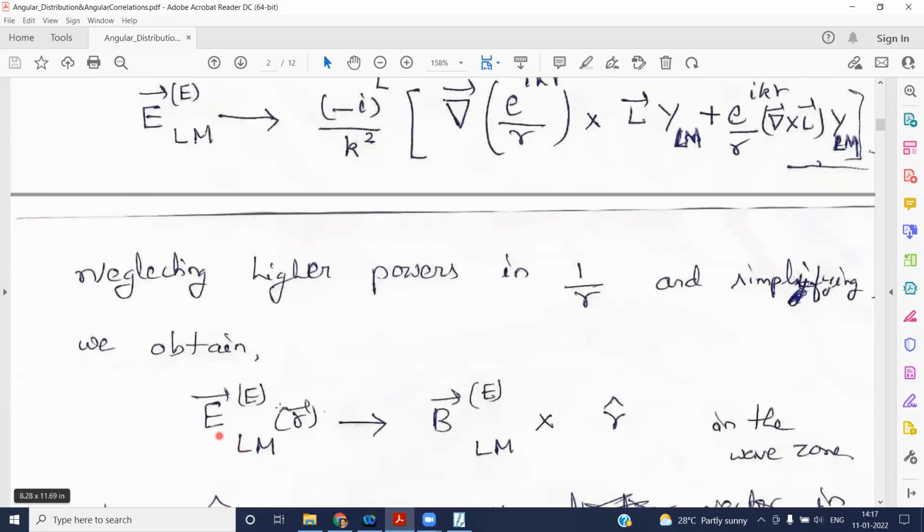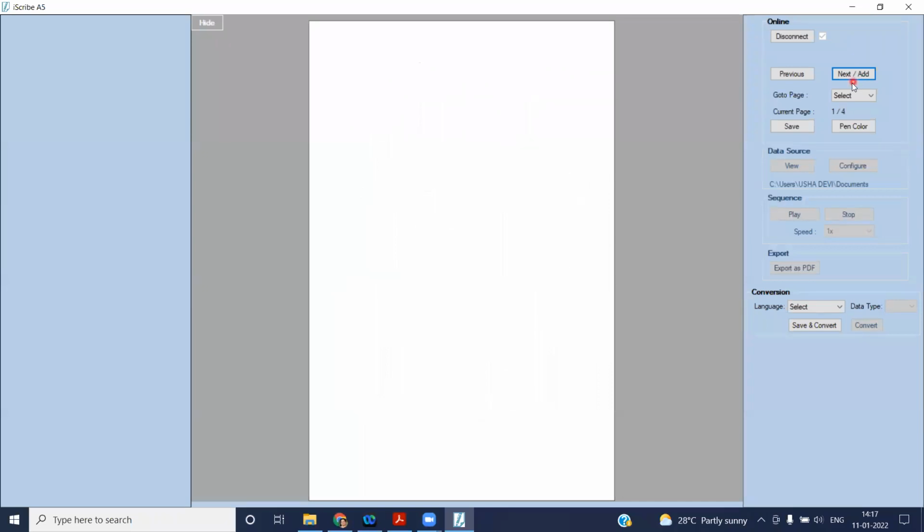Then simplify. Then I get EELM of R, which can be written as BELM crossed with unit vector R hat. I'm not showing you how I got this. I'm only telling you, if you simplify this term, you can express it as BELM crossed with the unit vector in the direction of R. Let me again explain what this mathematics means. There is a BELM, which has a certain structure, in the region where KR is very, very larger than 1. Similarly, I write EELM of R, and I'm showing that this goes to BELM. It is related to the magnetic field crossed with unit vector R hat.